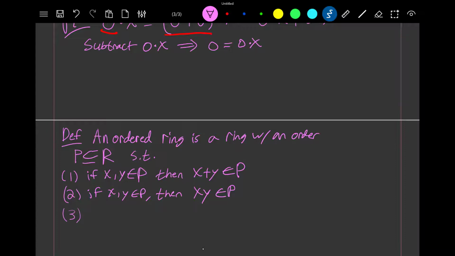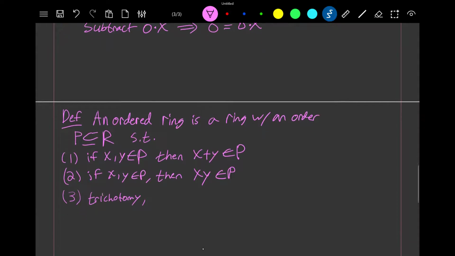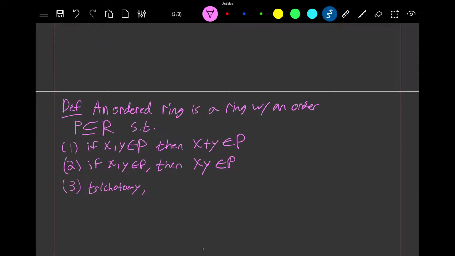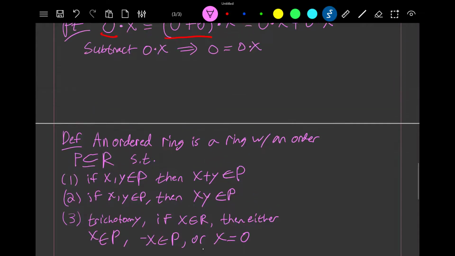The third axiom of an order is called the trichotomy axiom. Basically it says if we have an element X of our ring, then either X is positive, minus X is positive, or X is equal to 0. So you're either positive, negative, or 0. And this is what an order is on a ring.